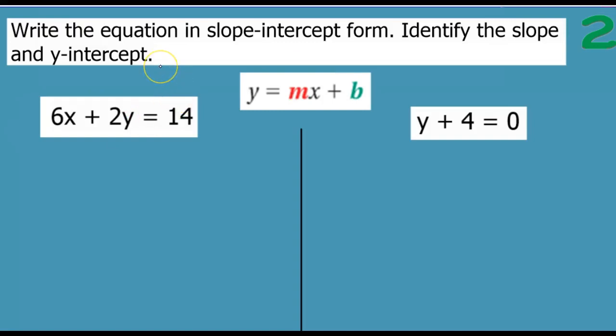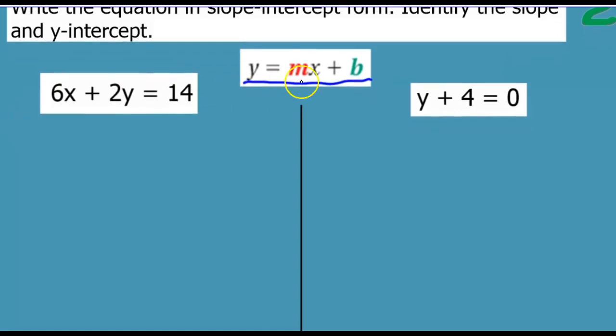So this one says write the equation in slope-intercept form, then identify the slope and the y-intercept. So here is slope-intercept form, y equals mx plus b. So what we need to do is we need to get it in this form. How we're going to do that is we need to get y by itself. So I need to move everything over to the other side that's not y. So I'm going to subtract 6x on both sides.